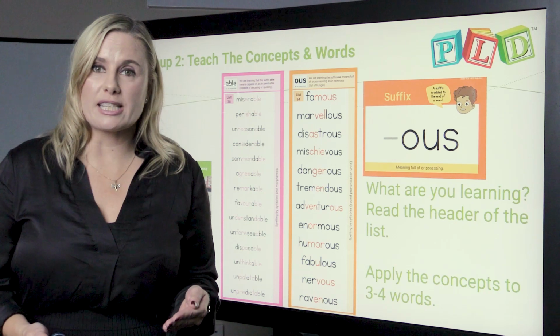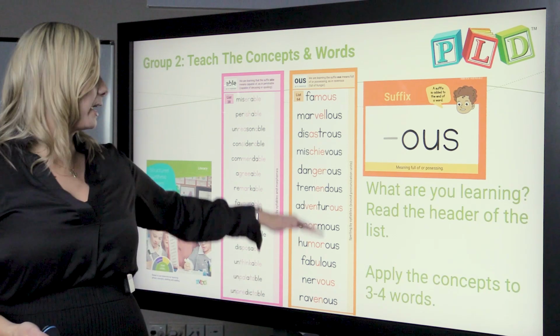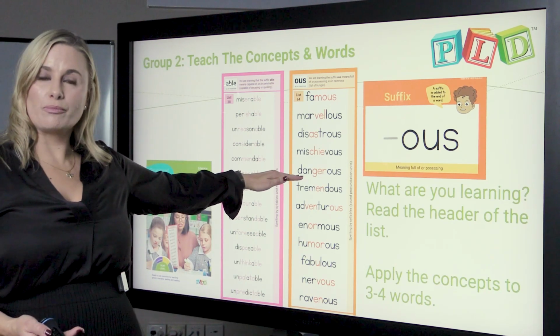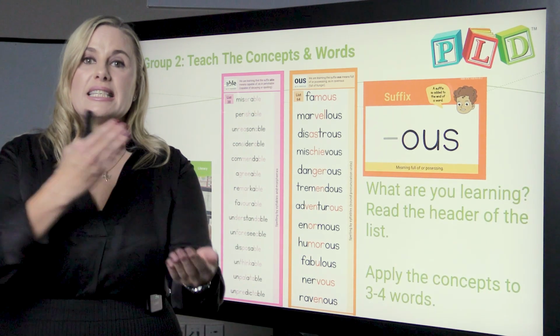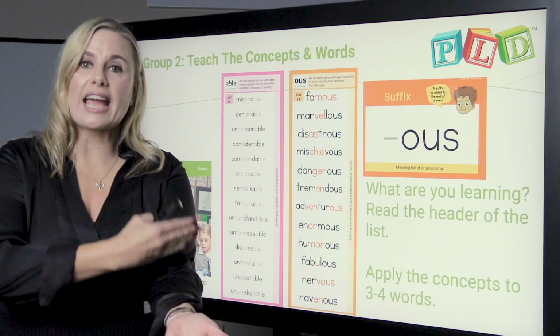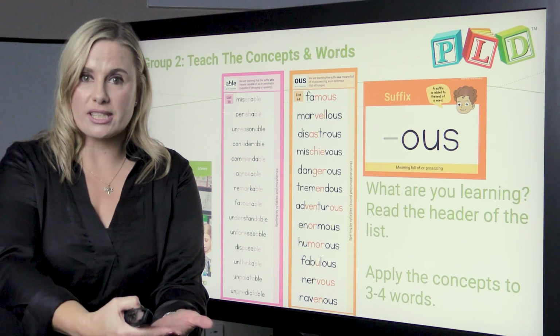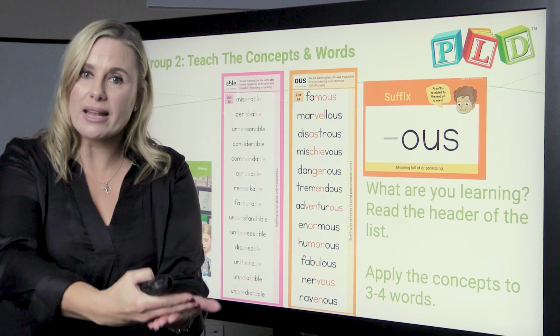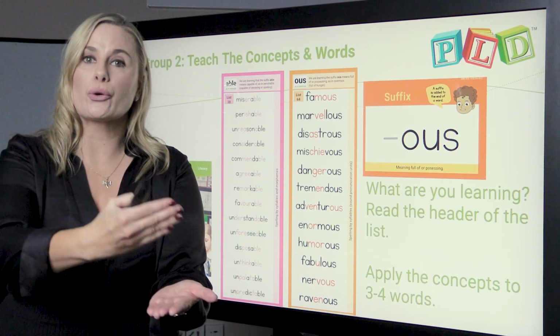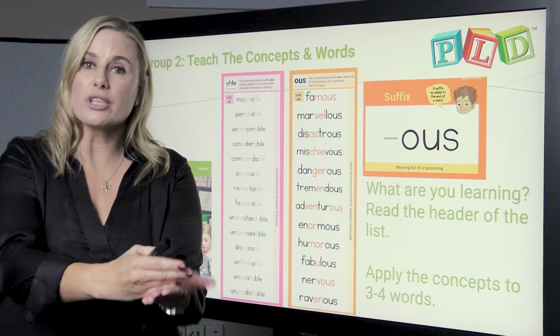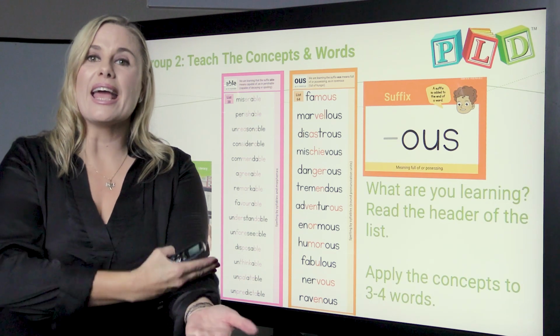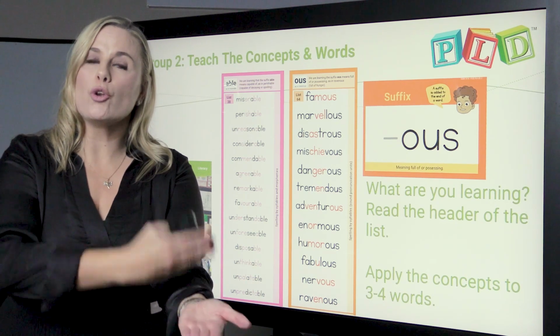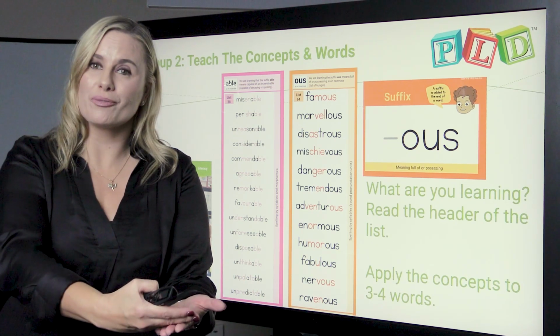Let's apply this concept to our next 4 list words for this week. We are going to start here. Our word is dangerous, tremendous, adventurous, enormous.